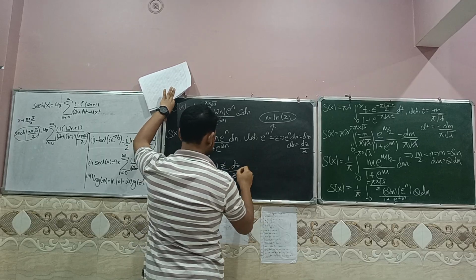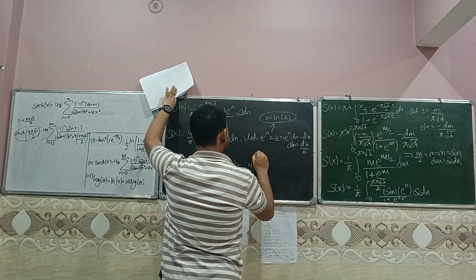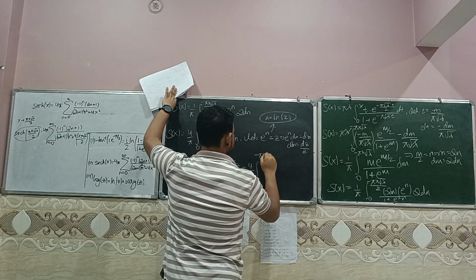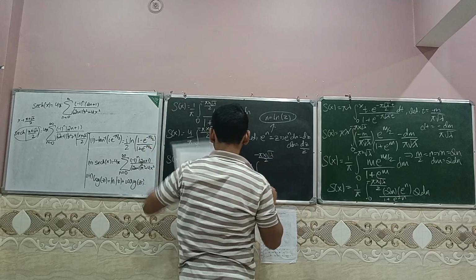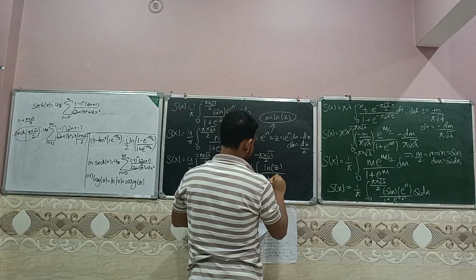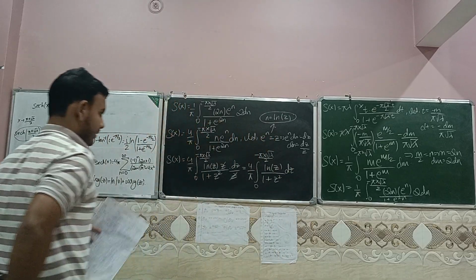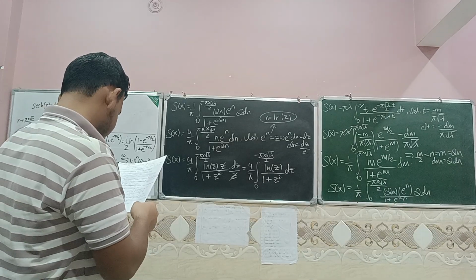We got rid of this, and we are just having 4 over pi times the integral from 0 to negative pi x square root of lambda over 2 of ln z over 1 plus z squared dz. I think there is another use of, yep. Let me just take it down.